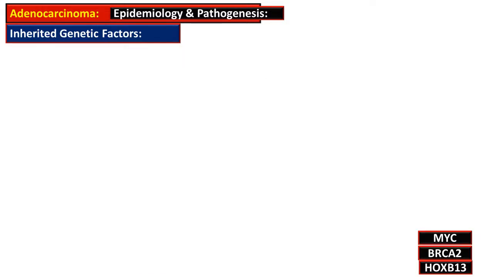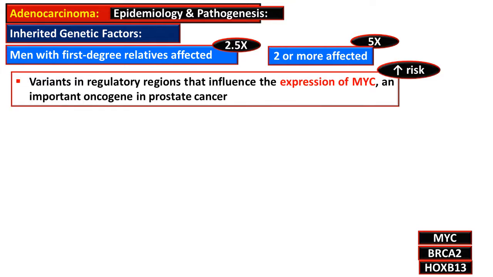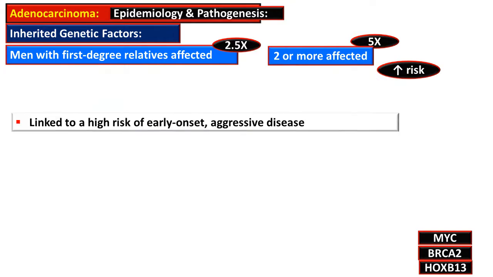The inherited genetic factors are also linked with pathogenesis of this disease. Men with first degree relatives have 2.5-fold risk of prostate cancer. That increases to 5-fold when the first degree relatives are 2 or more. Many germline mutations are linked with prostate carcinoma. One is MYC. There are variants in the regulatory region of the MYC that influence its expression, and this is linked with high risk of early onset cancer. And this variety is more aggressive in nature when this mutation is present.